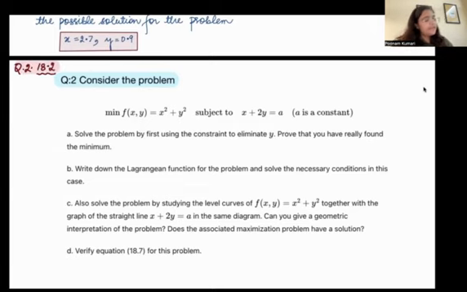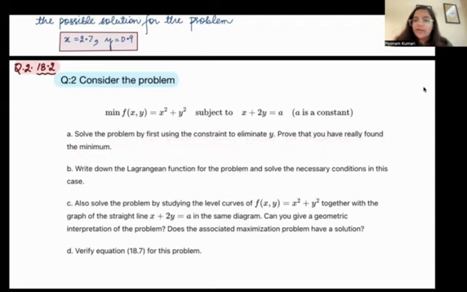So the question is you have to minimize this function. The function is x squared plus y squared, subject to this particular constraint that x plus 2y should be equal to a, where a is a constant. The first part of this problem says: solve the problem by first using the constraint to eliminate y. Prove that you have really found the minimum.